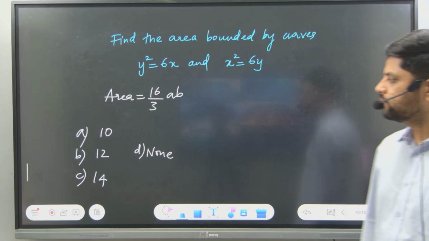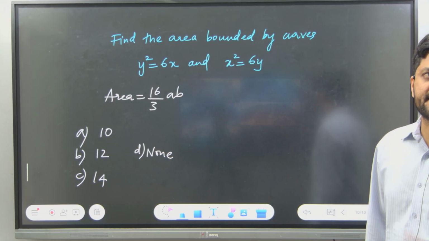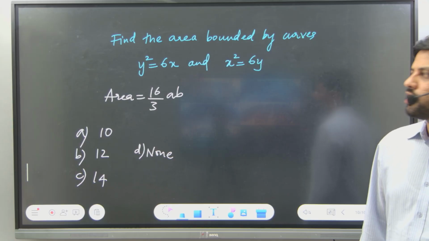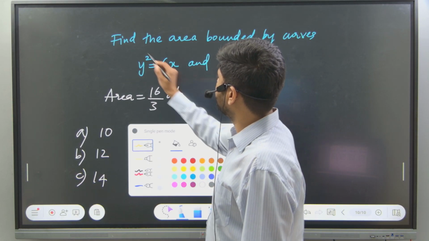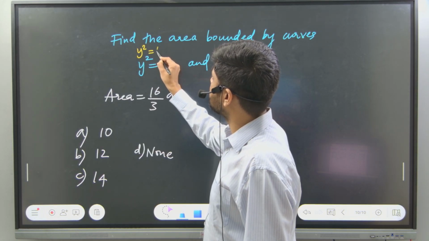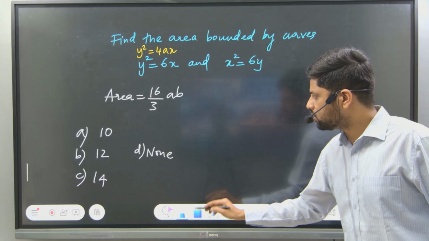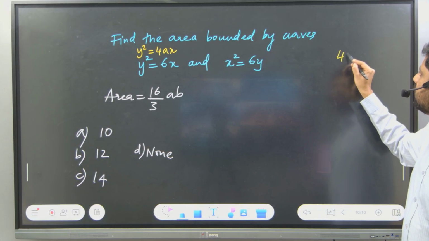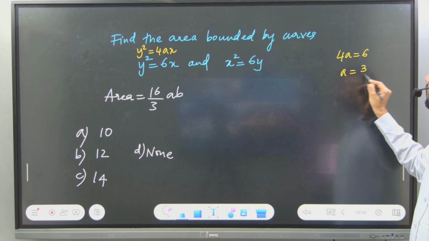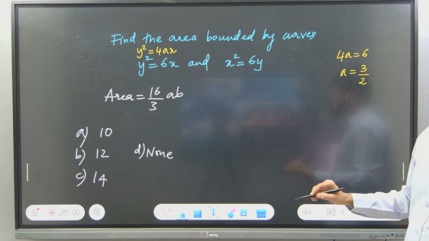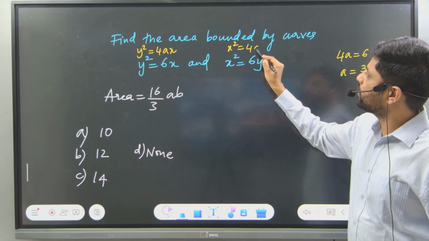Anyone? So please keep in mind A is not 6. I think you are considering A as 6. A is not 6. What is 6? Compare it to the format of y square is equal to 4ax. So what is 6? 4a is equal to 6. Correct? How much is A? 3 by 2.